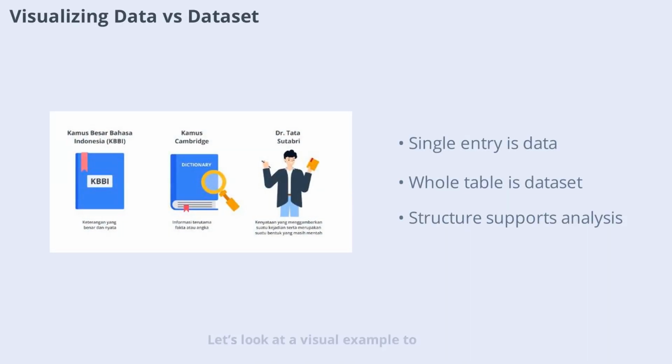Let's look at a visual example to clarify the difference between data and a dataset. Imagine a table where each row represents a customer. Each individual row is a single data entry, while the entire table is the dataset. This structure allows us to analyze trends and patterns, which is essential for AI tasks like machine learning. By understanding this, you'll be better equipped to organize and utilize your data effectively.